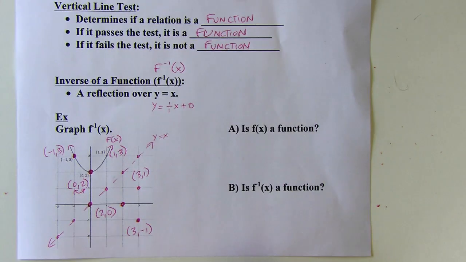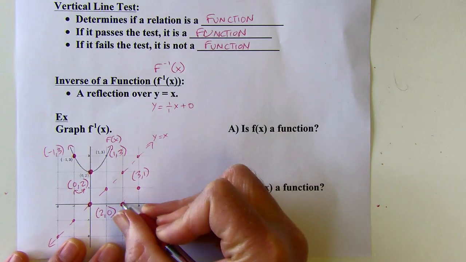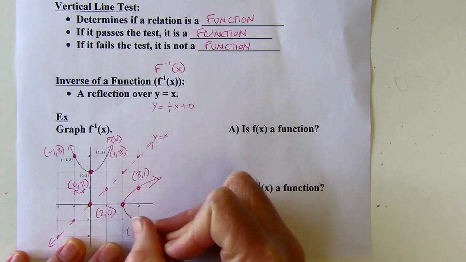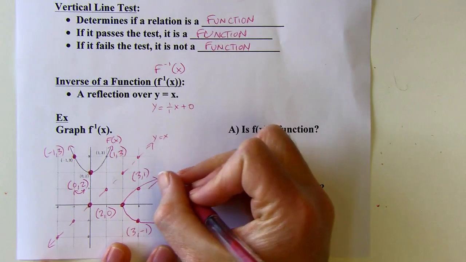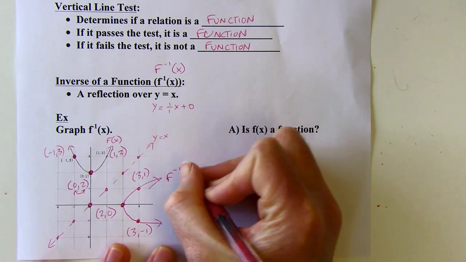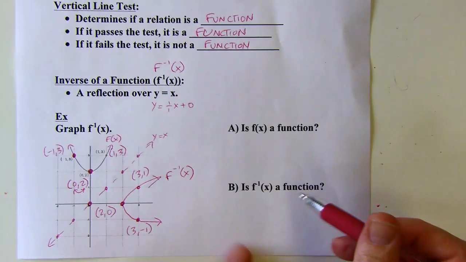And then you can probably see what's going to happen, right? We could keep going on with more points, but it's enough to see what's happening. We've got a parabola opening to the right from the point (2, 0). Okay, and this would be the inverse. So this is the inverse of f of x.